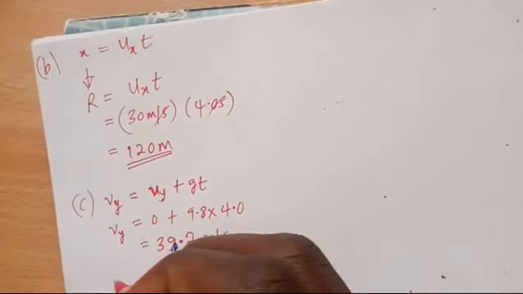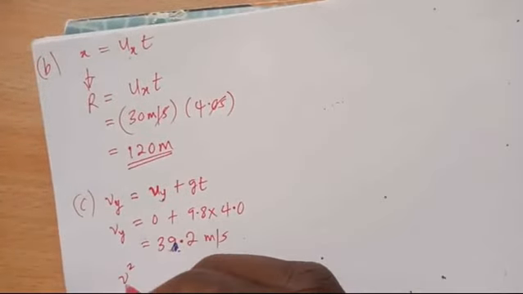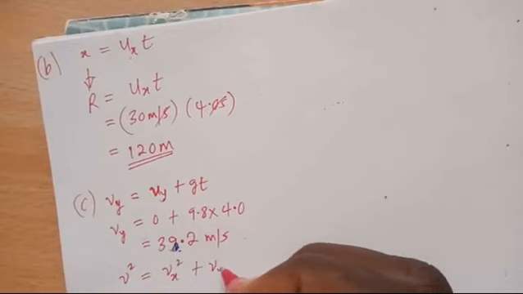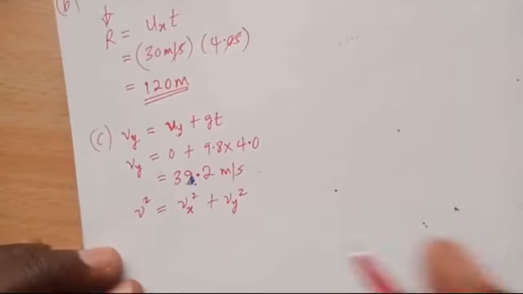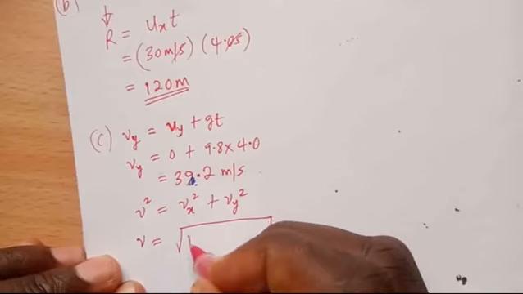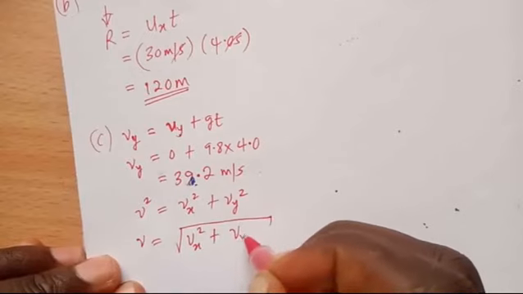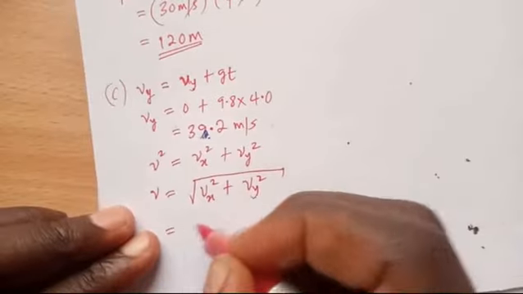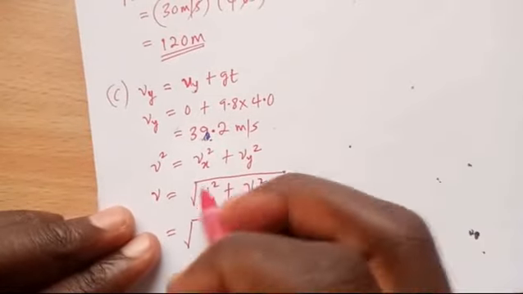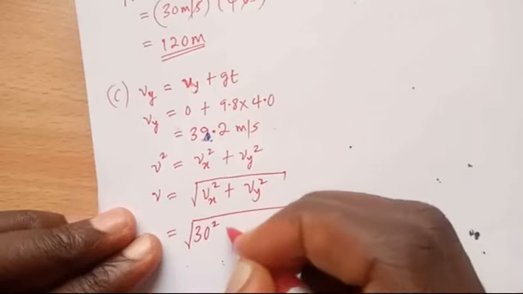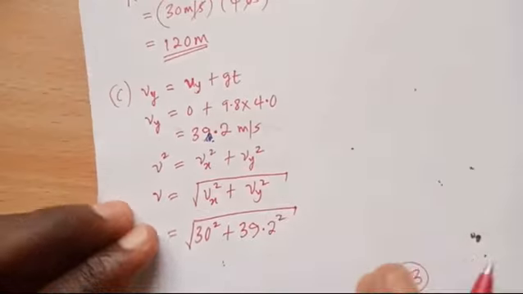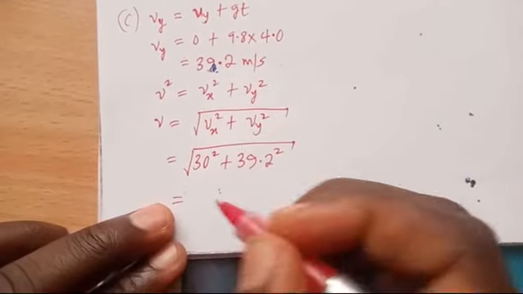So now we can say our V squared, which is the resultant, is equal to V sub x squared plus V sub y squared. If we take the square root of both sides, our V becomes the square root of V sub x squared plus V sub y squared. And this is equal to the square root of our V sub x, which is 30, squared plus our V sub y, which is 39.2, squared.